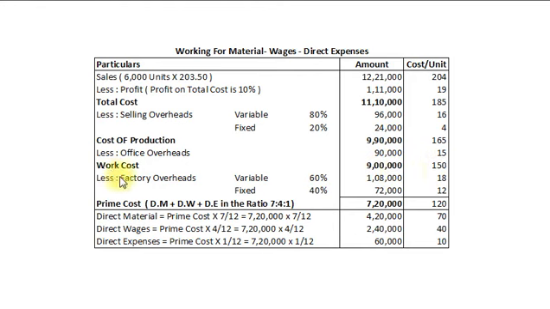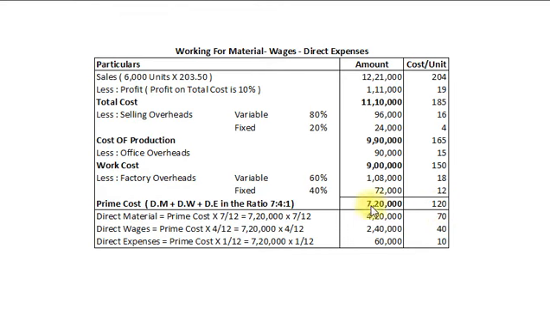From work cost we will deduct factory overheads, which are 60% variable and 40% fixed. So 1 lakh 8,000 variable and 72,000 fixed, and per unit 18 rupees and 12 rupees. So finally we get prime cost, that is direct material plus direct wages plus direct expenses, amounting to rupees 7,20,000 and per unit rupees 120.